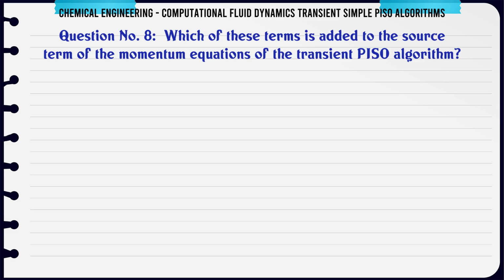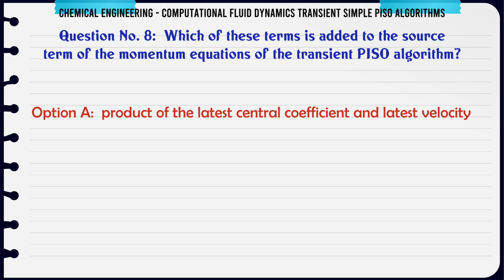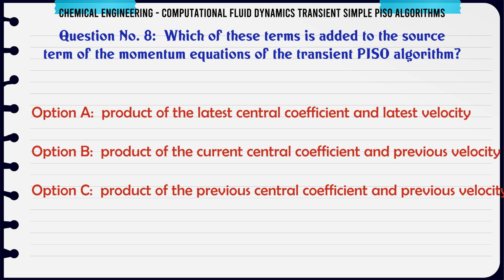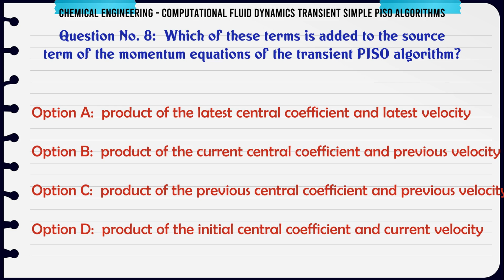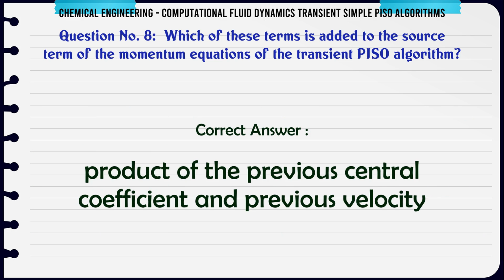Which of these terms is added to the source term of the momentum equations of the transient PISO algorithm? A. Product of the latest central coefficient and latest velocity. B. Product of the current central coefficient and previous velocity. C. Product of the previous central coefficient and previous velocity. D. Product of the initial central coefficient and current velocity. The correct answer is product of the previous central coefficient and previous velocity.